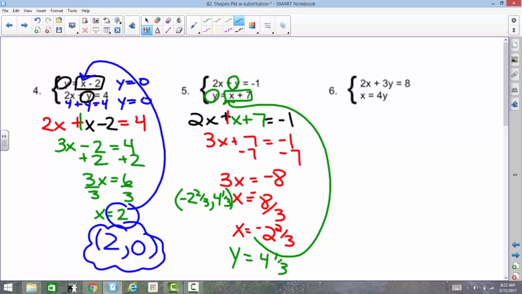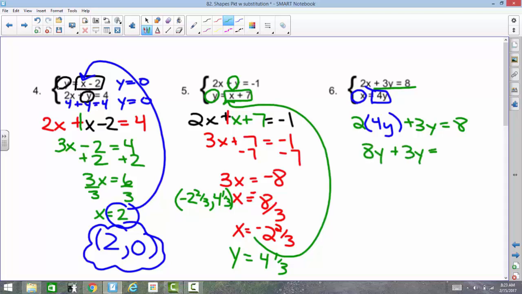The last substitution, this one, the x is isolated. So this 4y is going to go into that x. So 2, and then instead of x, you have 4y. There's no plus, so it's just one term. Plus, writing the rest of this, 3y equals 8. So 2 times 4y is 8y. 8y plus 3y is 11y. So y equals 8 over 11.